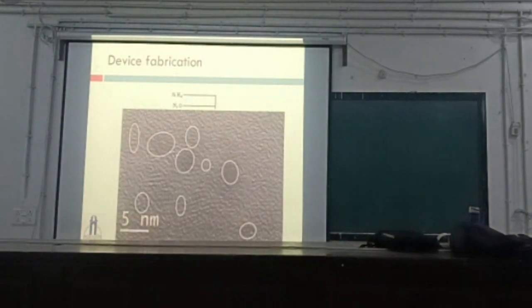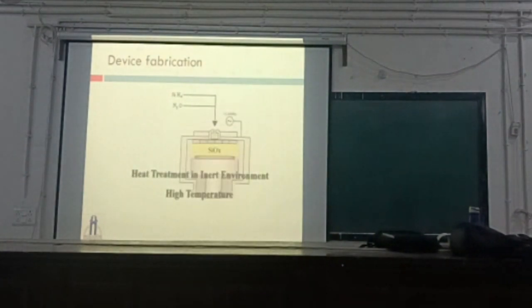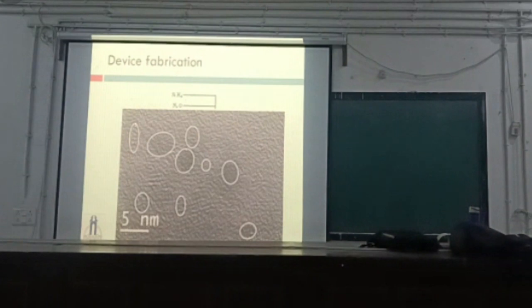So here it is. Can you see? This is the silicon oxide matrix, and everywhere you get the lattice planes of silicon. These are called silicon nanocrystals. Look at the scale. This is 5 nanometer. So we have 5 nanometer, 7 nanometer, 2 nanometer, 3 nanometer, such kind of sizes.